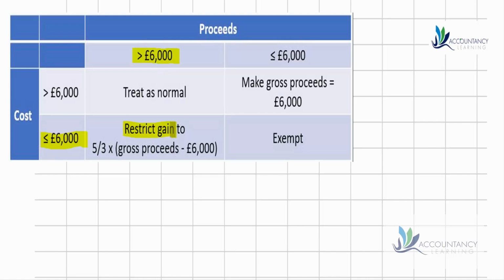So there's the formula for working out the restriction. But it is a restriction. If the gain is small anyway, then we won't be restricting it at all.